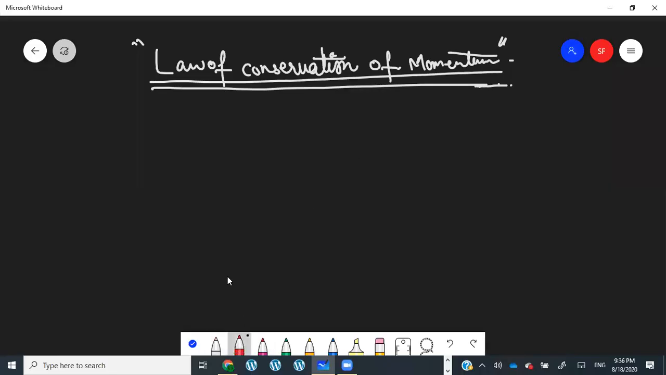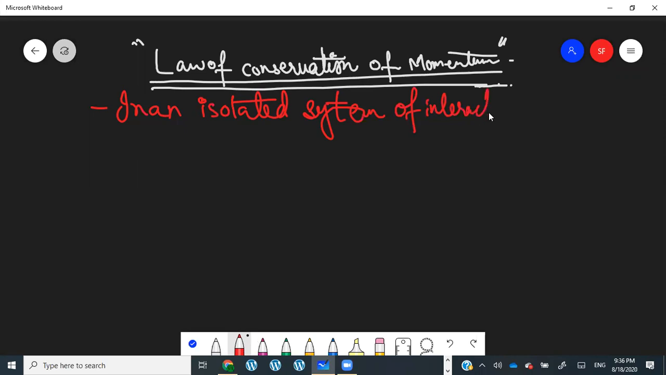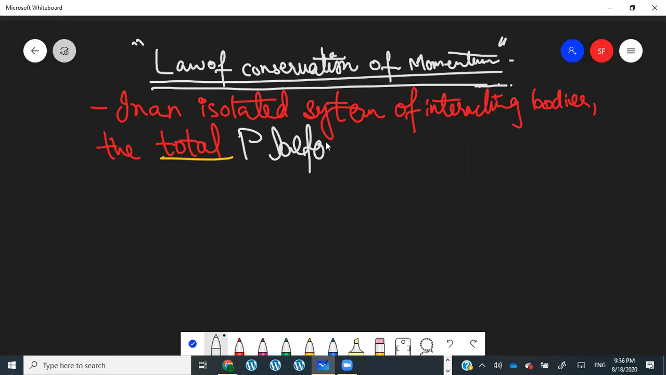So the law of conservation of momentum says that in an isolated system of interacting bodies, isolated implies that no external force is acting on it, the total momentum before collision, the word total is important, this is a keyword, equals the total momentum after collision.